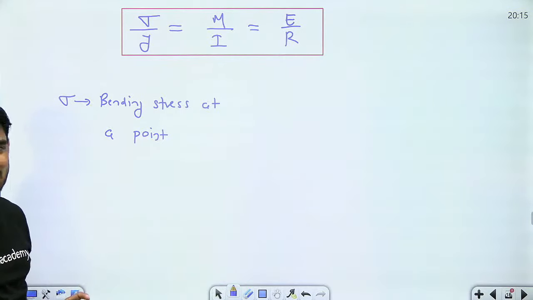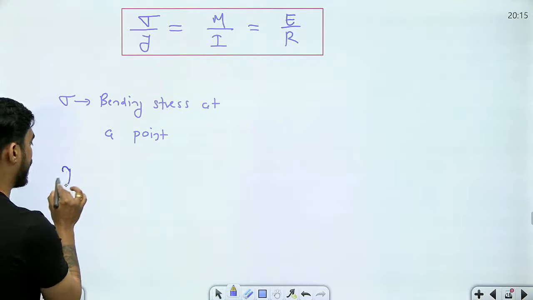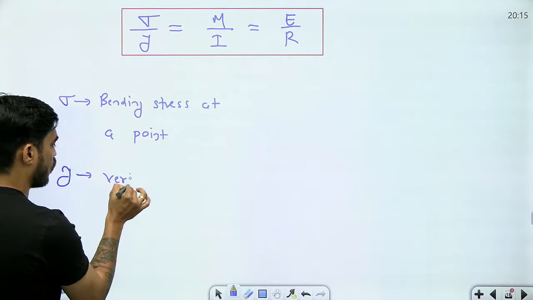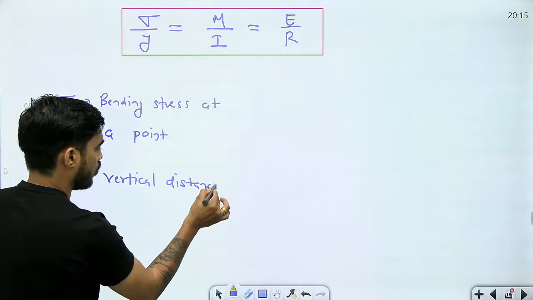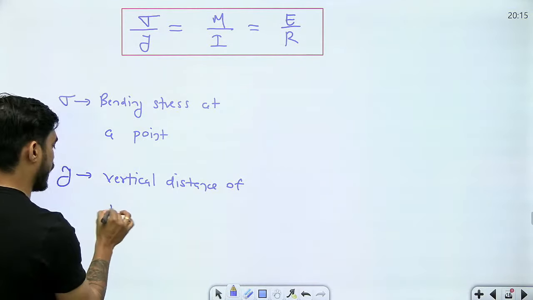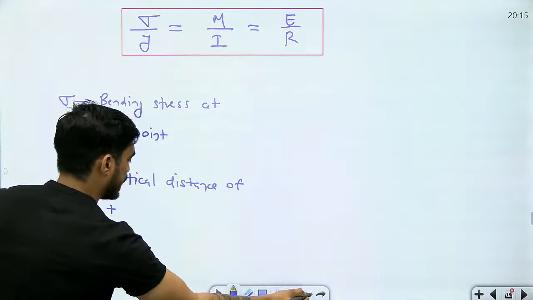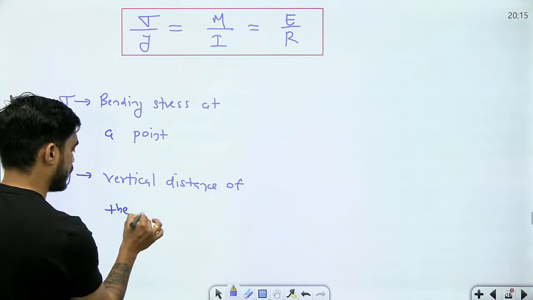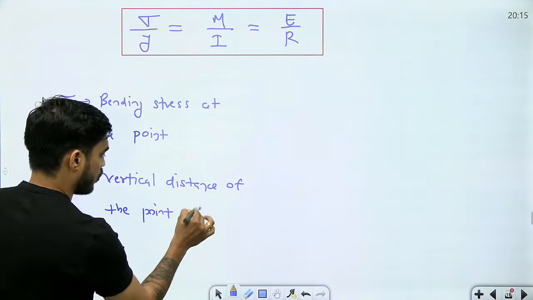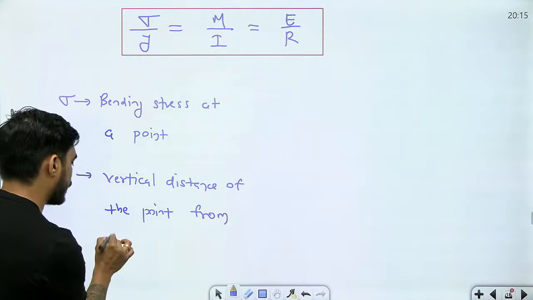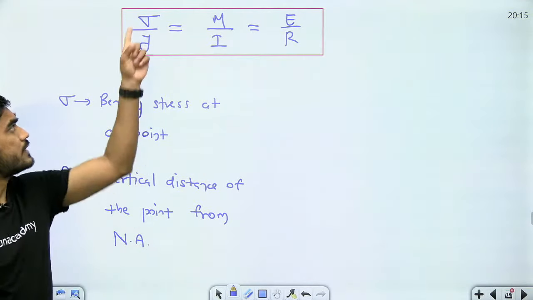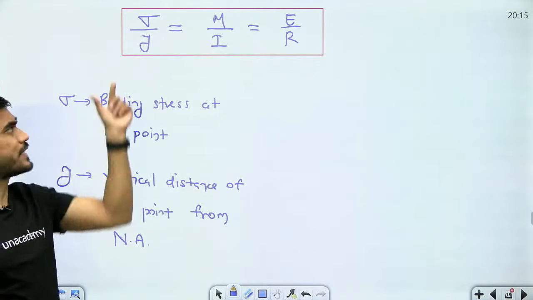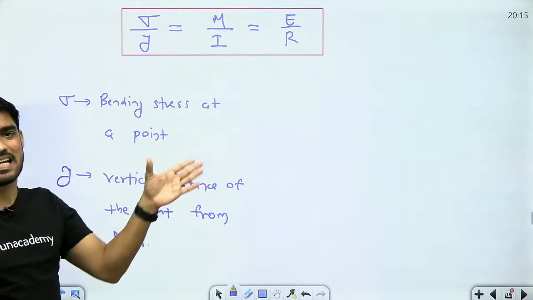This is the bending stress at a point. What is y? It is the vertical distance of the point from the neutral axis. Now understand beta, sigma by y in this equation, sigma is the bending stress at a point.